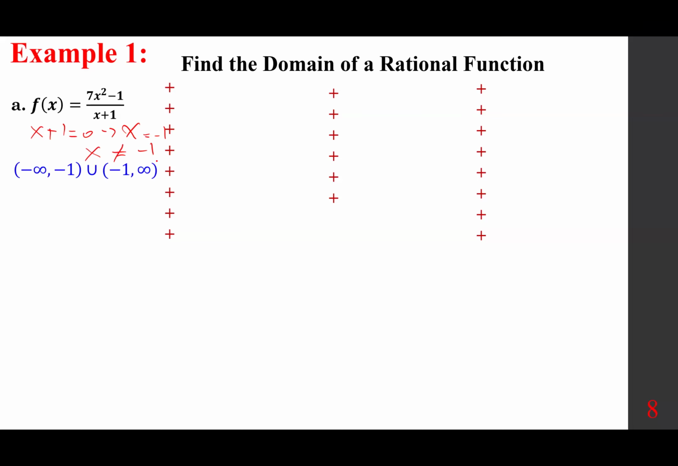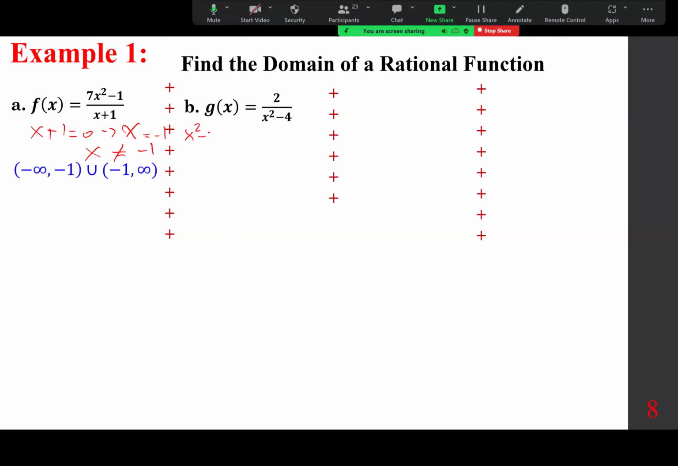Very straightforward. What about this case? You do the same thing. X squared minus 4 is 0. X squared is 4. X is plus or minus 2.